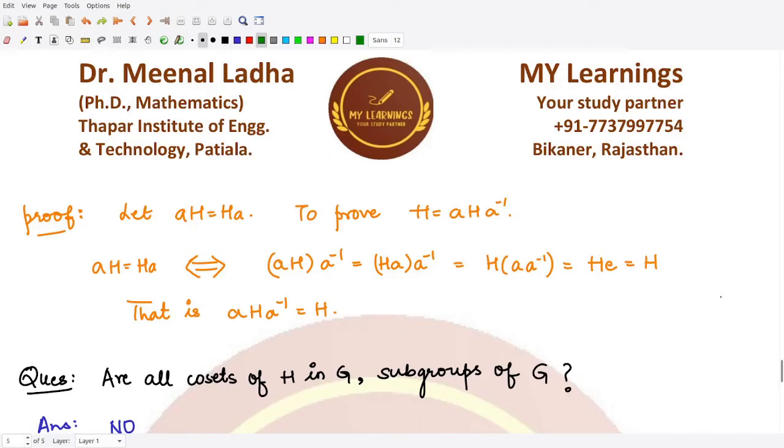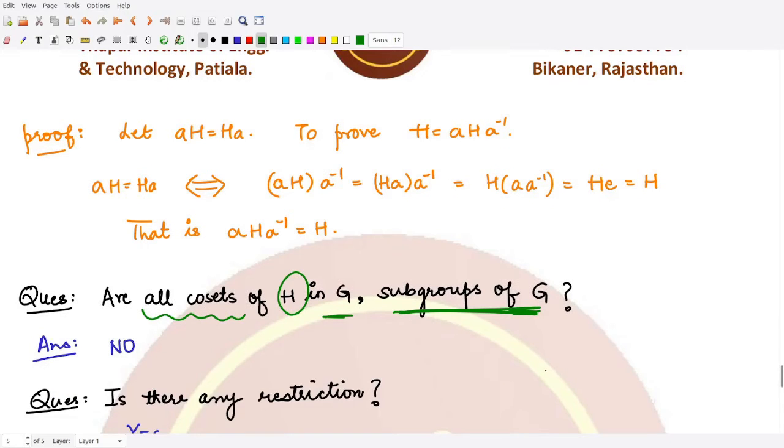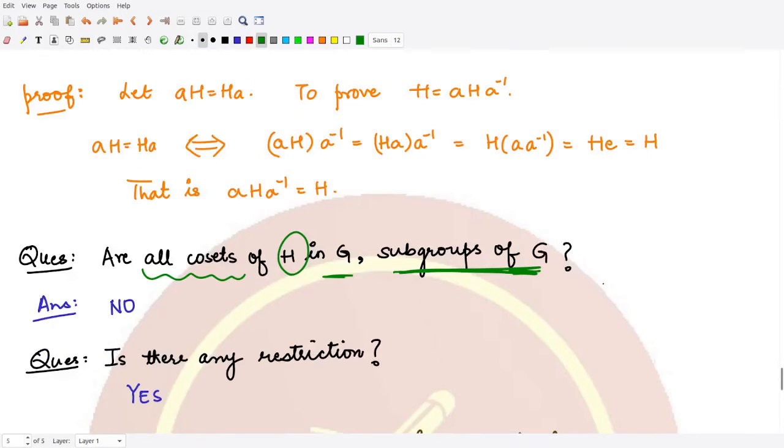Okay, moving forward to our next question. The next question is, are all cosets of the subgroup H in G subgroups of G? Is it true that all cosets of H in G are subgroups of G? So the answer is no, they are not. So is there any condition or restriction such that it becomes a subgroup? So there is a restriction or condition.